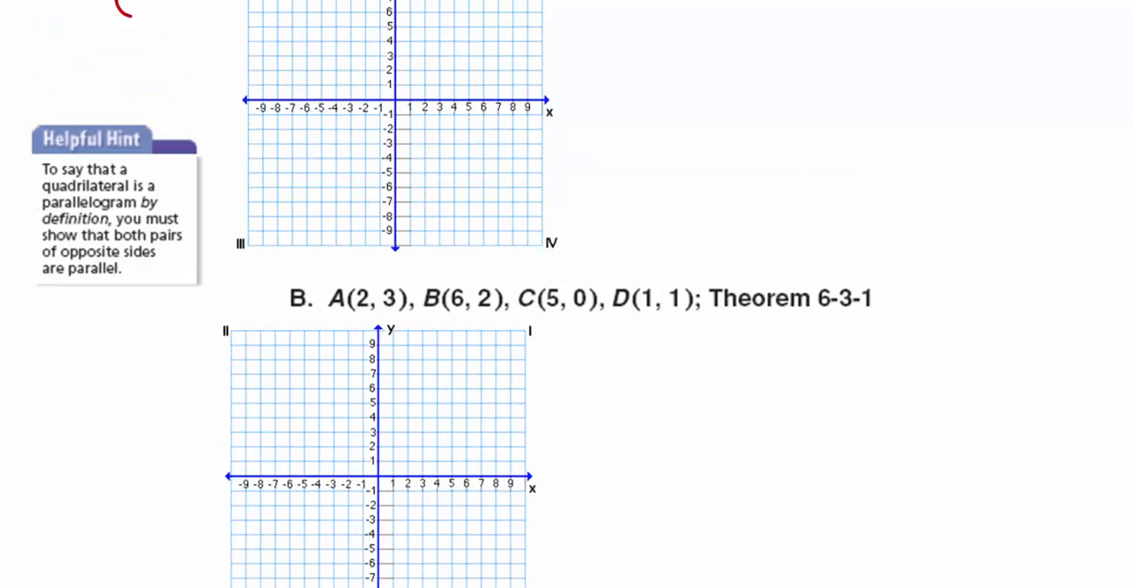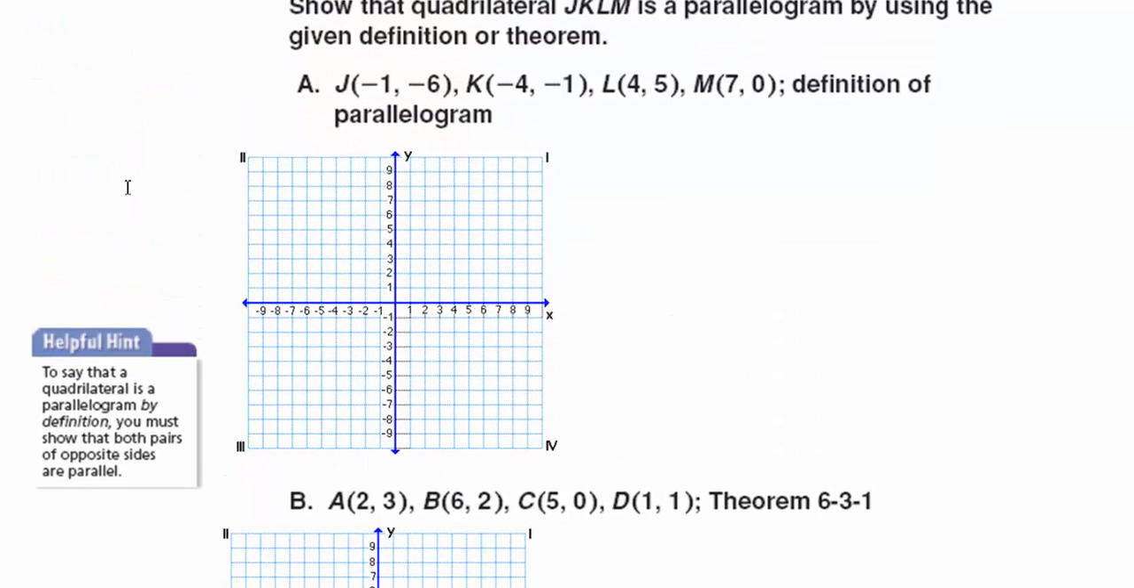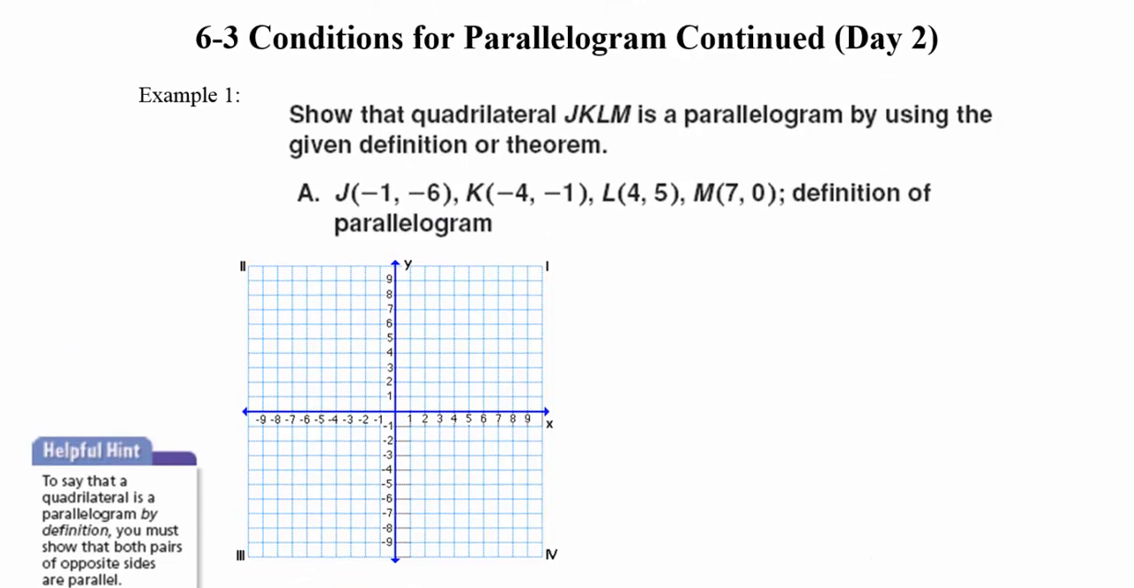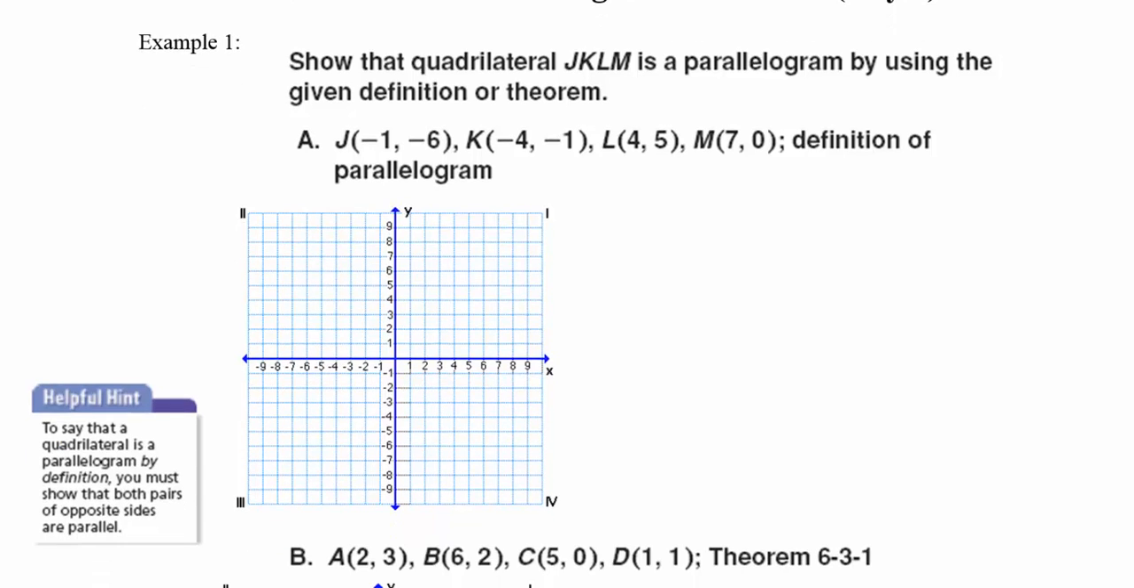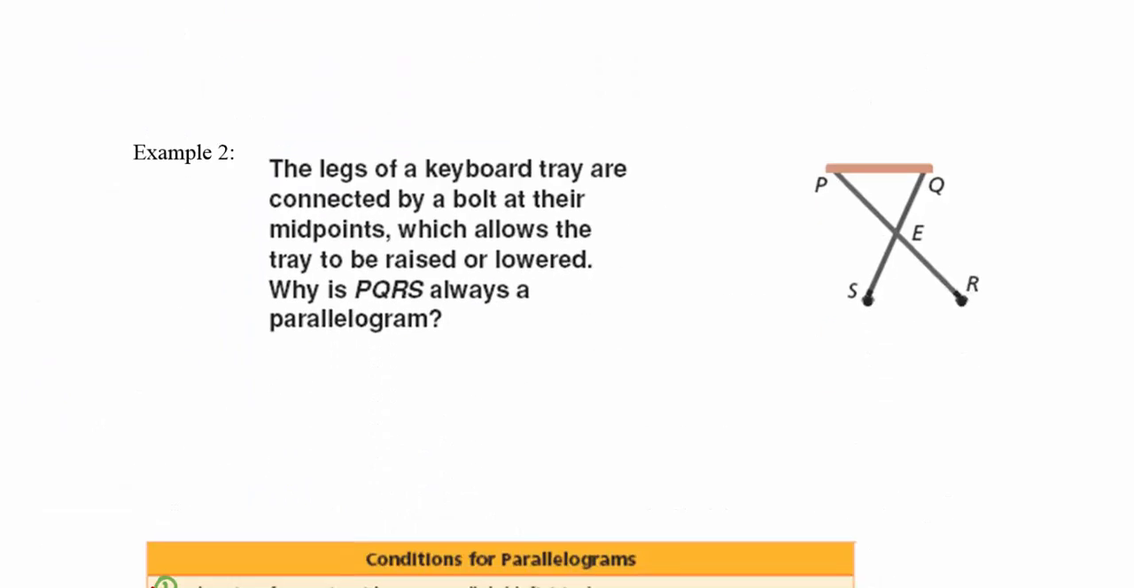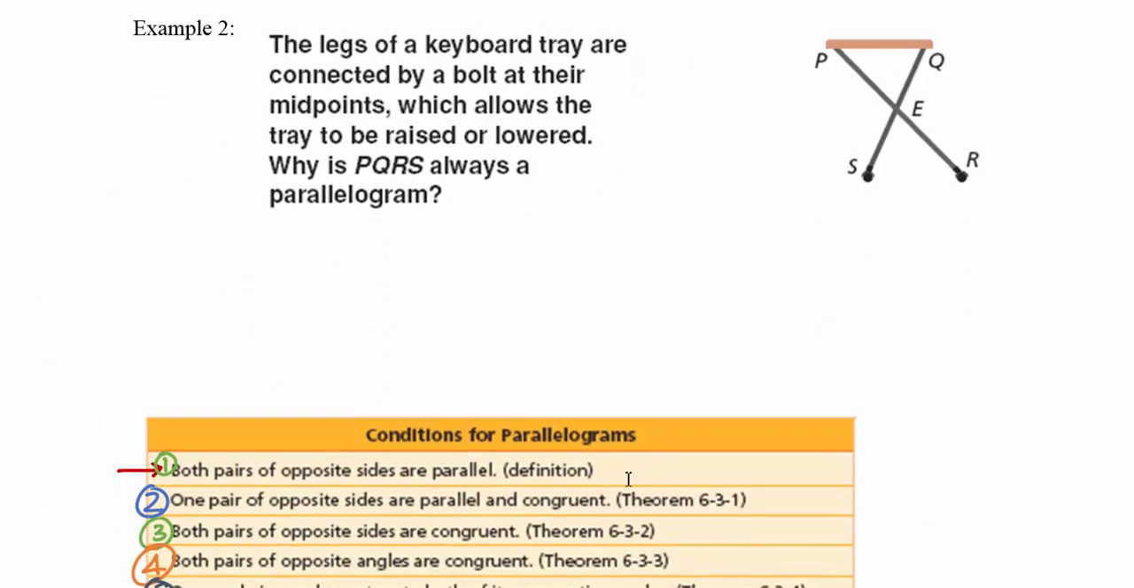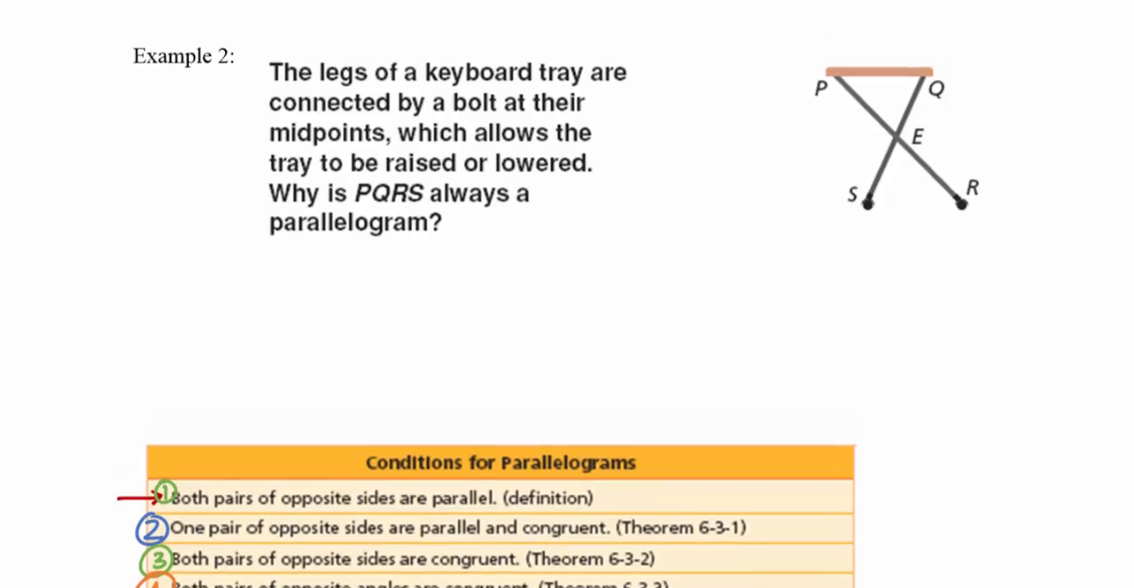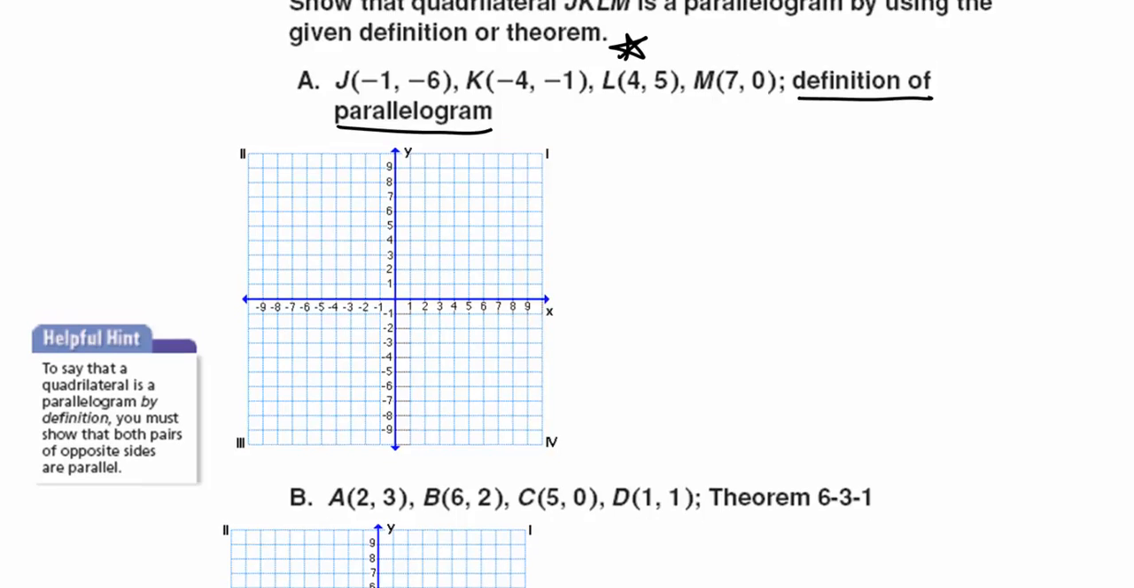So in today's lesson, what we're going to do is we're going to graph something on the coordinate plane, and then we are going to prove that it's a parallelogram using whatever definition they tell us to. So for this one, it says, show that quadrilateral JKLM is a parallelogram by using the definition of a parallelogram. If you forgot what that is, the definition of a parallelogram is that both pairs of opposite sides are parallel. So that's what we're going to need for this one.